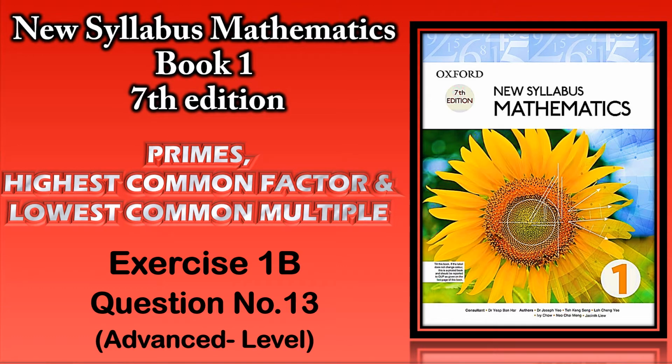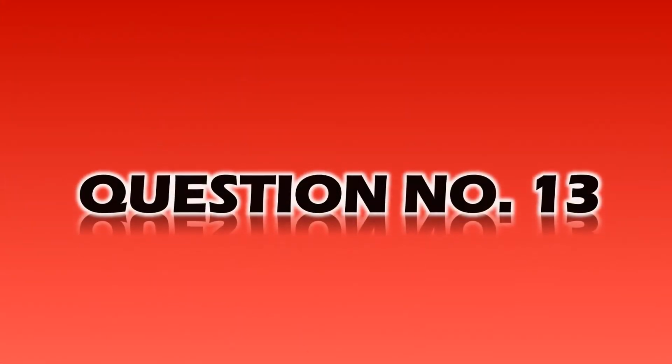New Syllabus Mathematics Book 1, 7th edition, Chapter 1, Primes, Highest Common Factor and Lowest Common Multiple, Exercise 1B, Question number 13, Advanced Level. Question number 13.